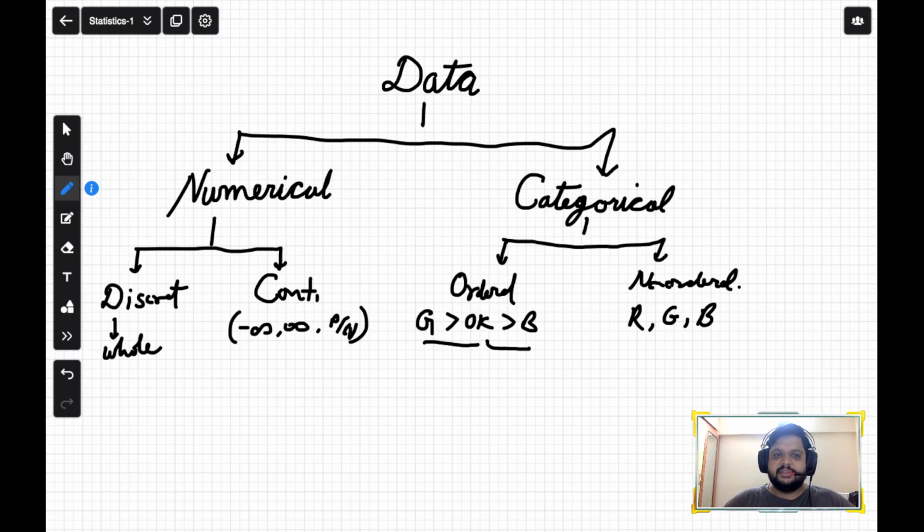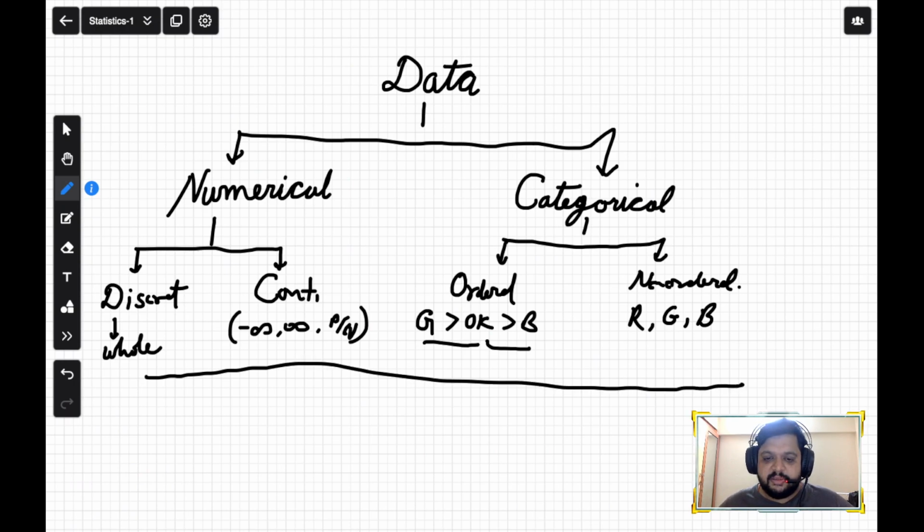Now, as we have studied the data, we'll switch to the concept of population and sample. Okay. Now, when we say in statistics, there are two broad terms, and many of the formulas will change based on what data you are working upon.